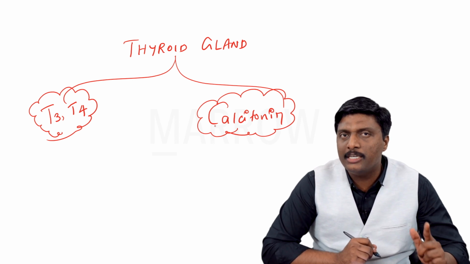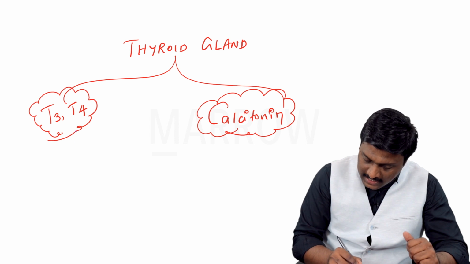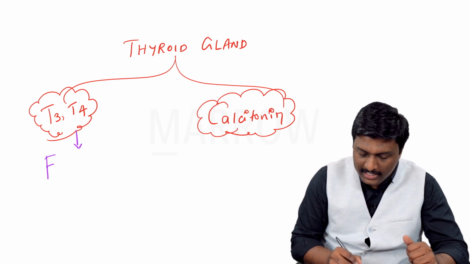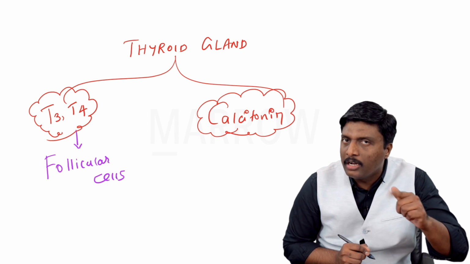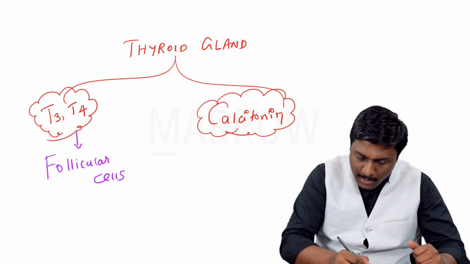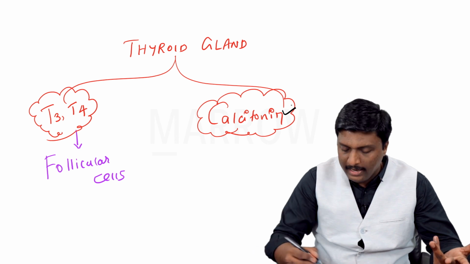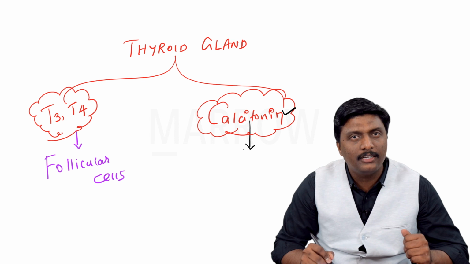Why is this segregation important in the beginning itself? Because in the thyroid gland, the cell which is going to produce my thyroid hormones is called, always remember, this fact itself is an MCQ, follicular cells. Do the same follicular cells produce calcitonin? Definitely no. Calcitonin comes from a cell that is near your follicular cell.